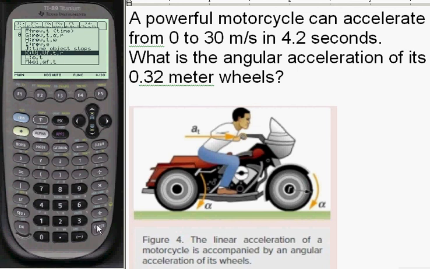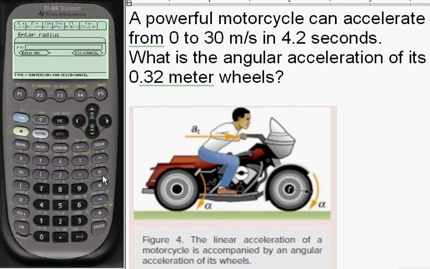Okay. So now we have to put the parameters in here. You have to press alpha first. We're going to put the radius in: alpha, 0.32 meters, number 3. Press number 3. And they're asking for the initial velocity. Well, you can enter 0 here, so you go alpha 0 for initial velocity. And for final velocity, alpha 30, number 4, meters per second.